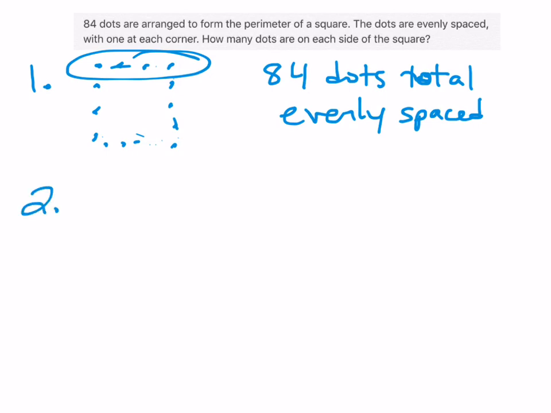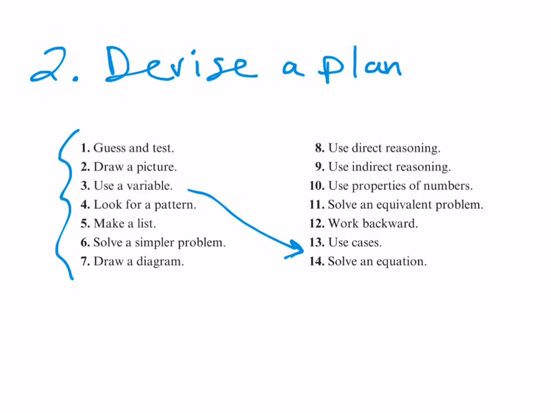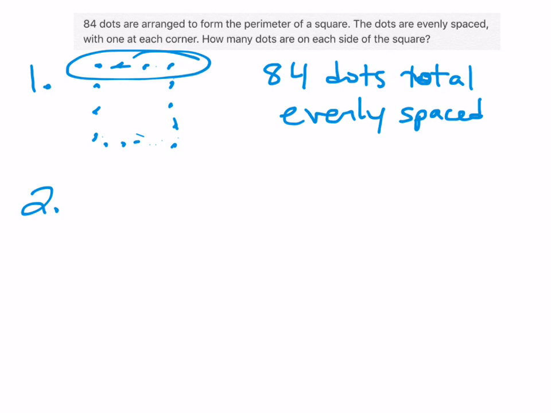Step 2, we need to devise a plan. So I'm going to look back at some of the options we have. I could draw a picture for this one. That seems like a good place to start. And I could also solve a simpler problem. I'd like to talk about that one as well. So I'm going to pair those two together.